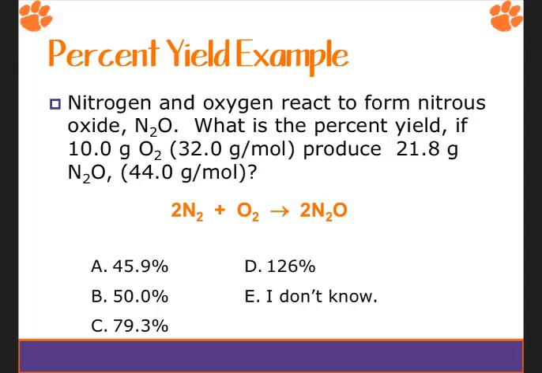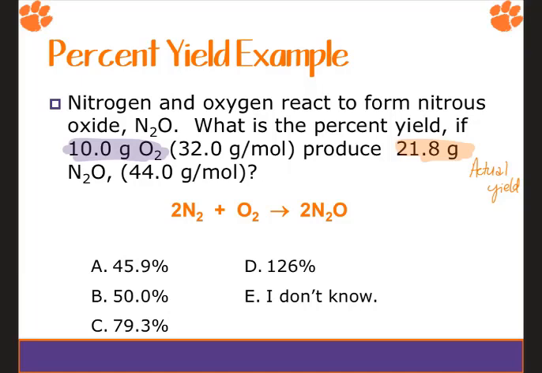So go ahead and work through this, hit pause, see how you do, and then we'll talk through it together. All right, well, hope that went well. So we're going to talk through this guy together. So they give us here that we have 10 grams of oxygen gas, and then it tells us how much nitrous oxide we actually get out. So this here is our actual yield. So our job is to calculate the theoretical yield and then compare the two.